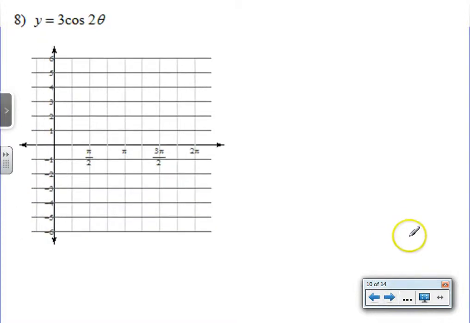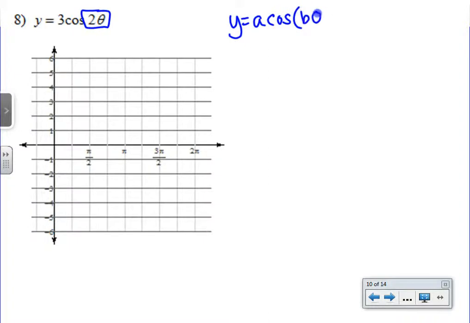Number 8. So we've got 3 cosine and then a 2 theta. I don't remember if we talked about this yet. Have we ever done an example where there was a number inside with theta? Okay. Write a little note to yourself. The formula is A times cosine of B theta. We discussed what the A represented. The amplitude. That's how high and how low the function goes. But this little guy here is going to change the length of the period.